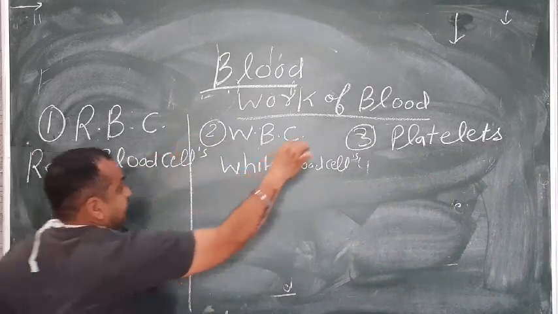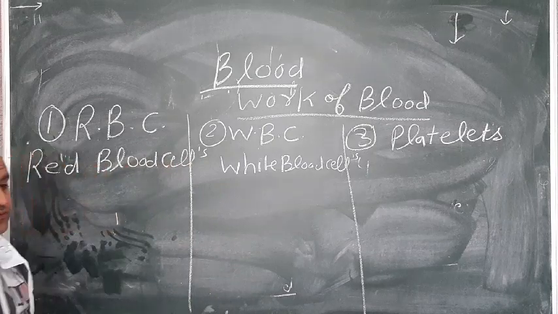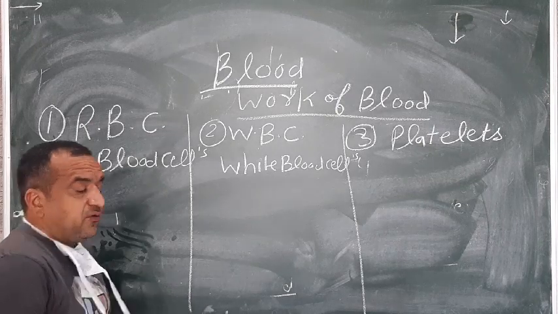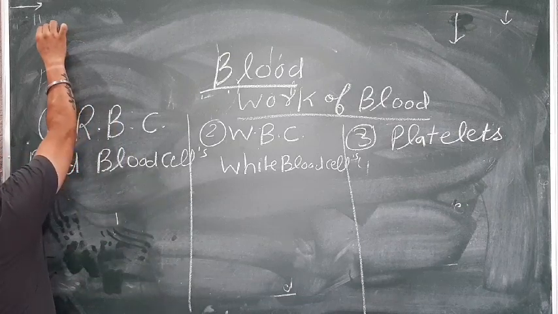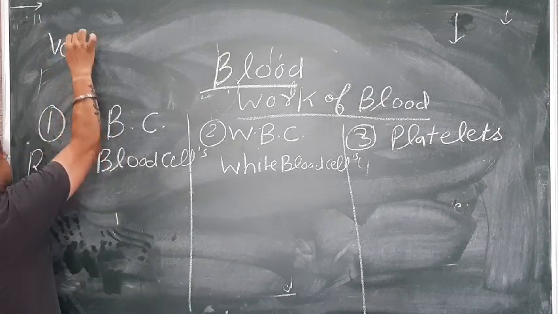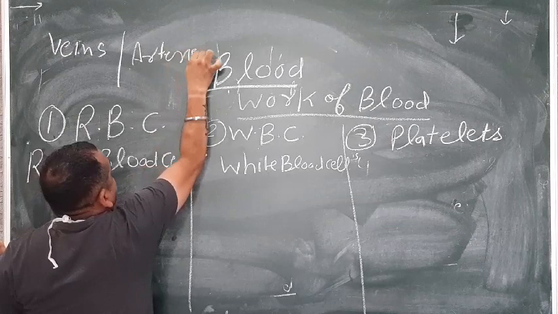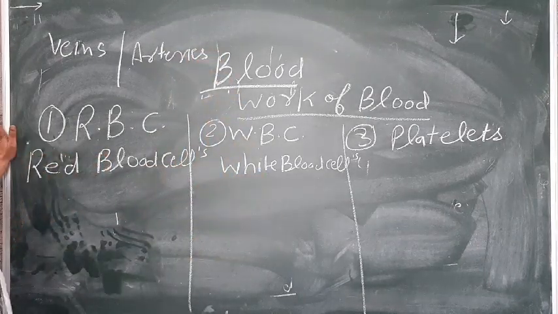We also know the work of blood vessels, through which blood flows in our body. There are two types: veins and arteries. In our human body, blood is divided into three parts: RBC, WBC, and platelets. RBC means red blood cells, WBC means white blood cells, and platelets we can study further.